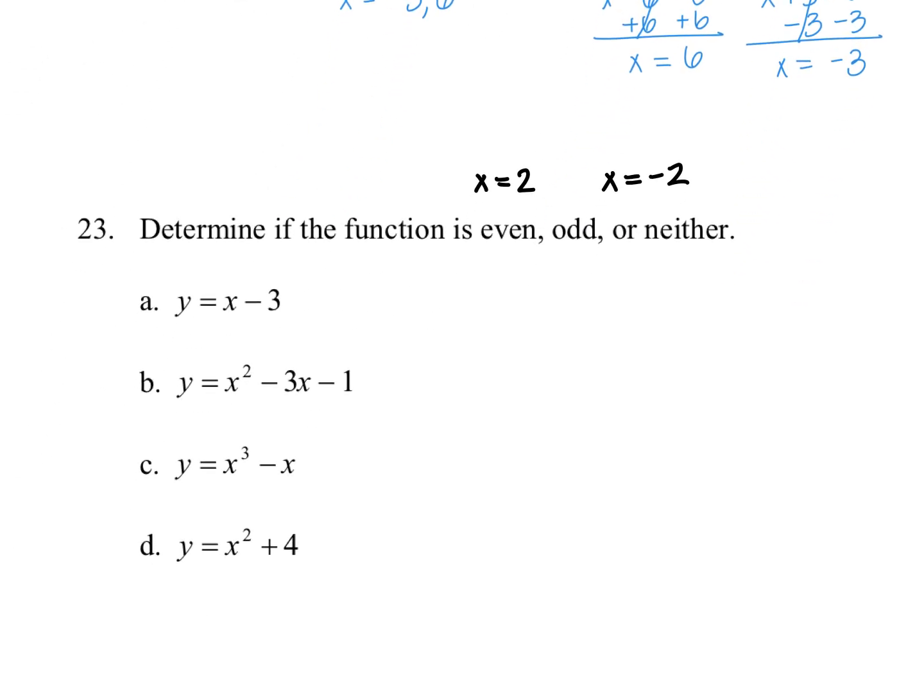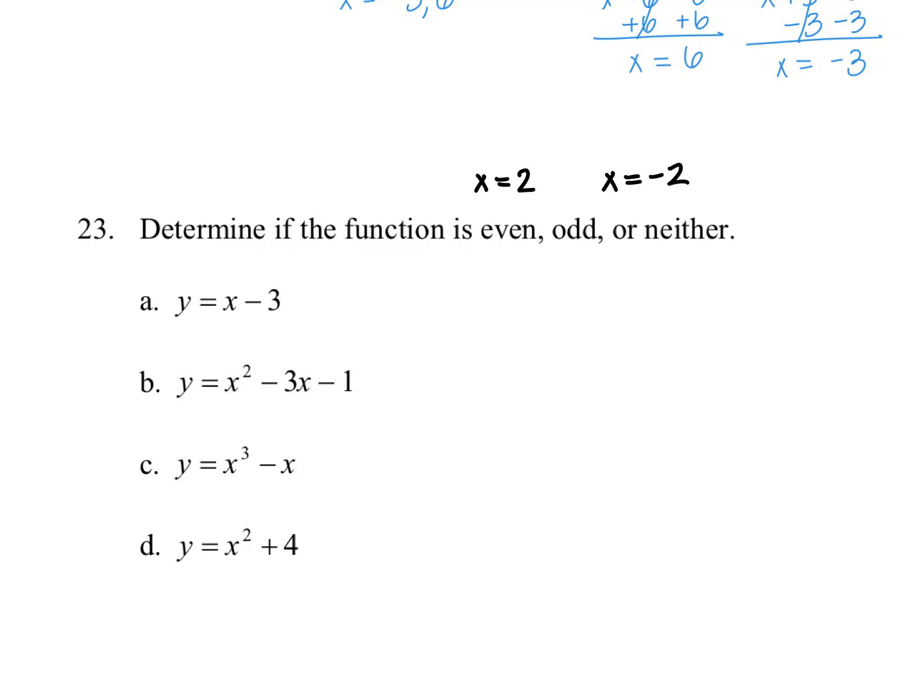All right, it says determine if the function is even, odd, or neither. In this case, I told you guys to use 2 and -2. Why? Because in some cases, if you decide to use 1 and you get 0 as your answer, you can't determine if it's negative or positive. Okay, so I would always use -2 and +2.